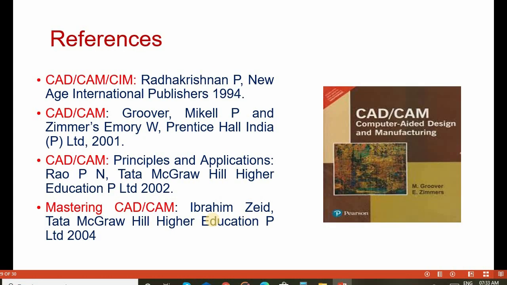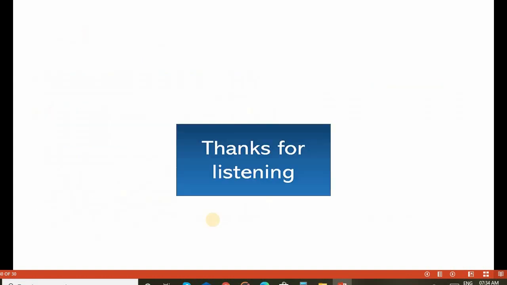Some references for further reading in computer aided manufacturing: we can use CAD-CAM by Radhakrishnan P, CAD-CAM by Groover Michael P, CAD/CAM: Principles and Applications by P.N. Rao, and Mastering CAD/CAM by Ibrahim Zeid.